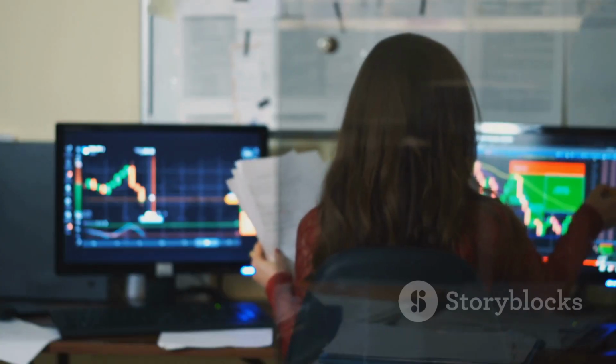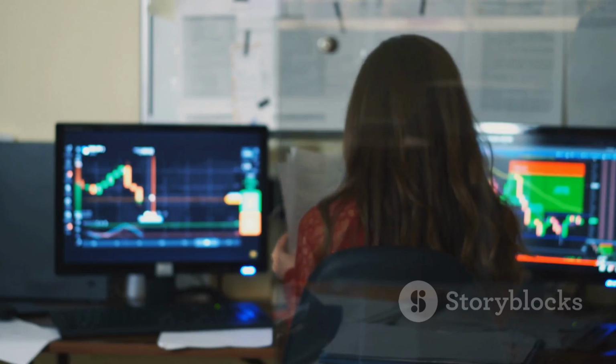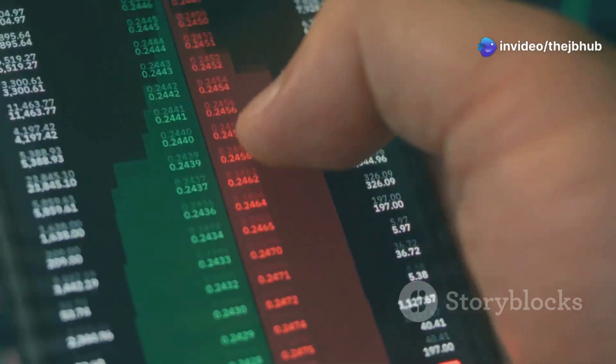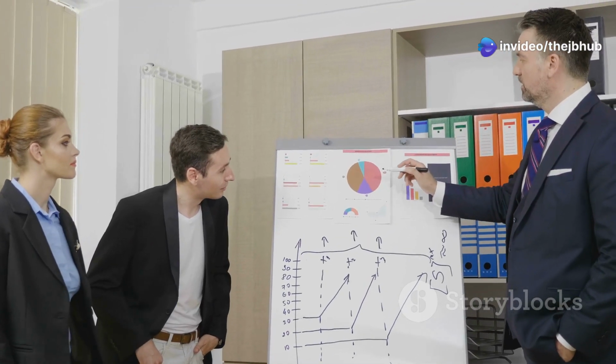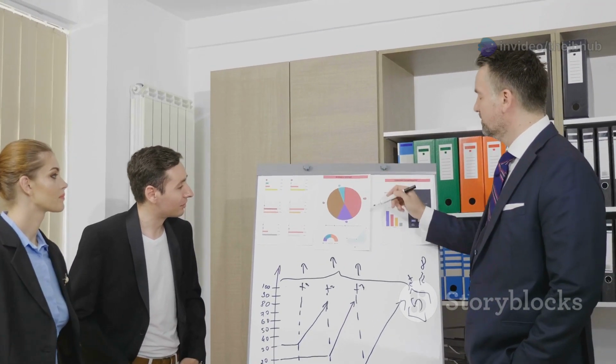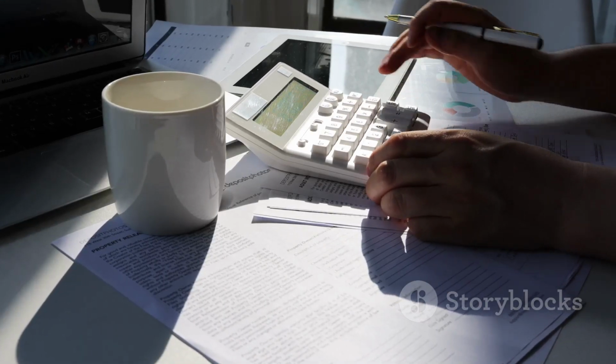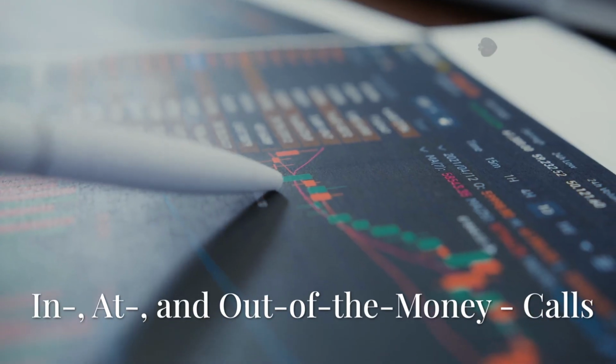Intrinsic value and time value. The premium of an option may comprise two components: intrinsic value and time value. Intrinsic value is the amount by which an option is in the money, while time value is the portion of an option's premium that exceeds its intrinsic value. For calculation purposes, remember that an option will only have intrinsic value if it's in the money.